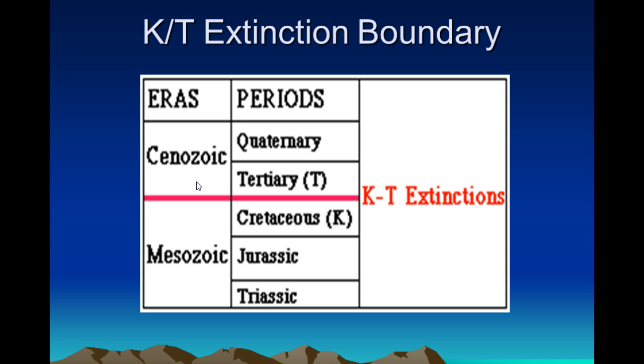Now, the cause of the KT extinctions is one of the great mysteries in science, and scientists have proposed many kinds of theories to account for it. Write in your notes that these theories range from asteroid or comet impacts, volcanism, sea level changes, supernova explosions, and on and on. But there's four theories that have been proposed.